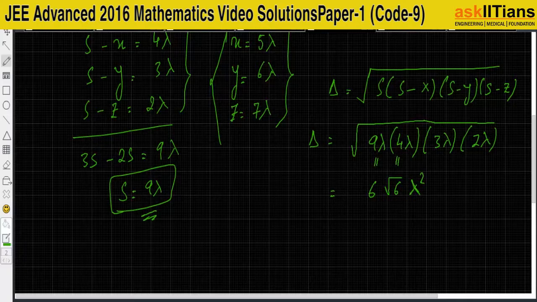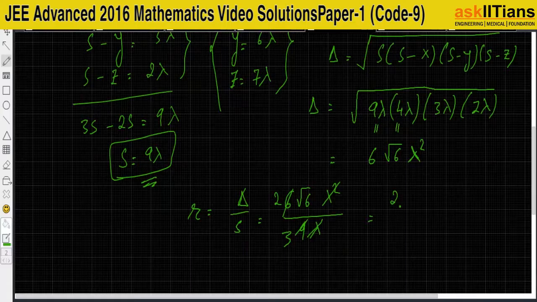This will be delta. Okay, so what will be small r? Small r is actually delta by s. So this is 6 root 6 lambda square divided by s. S is 9 lambda, so lambda will get cancelled. 3 2s are and 3 3s are. So I'll get 2 root 6 divided by 3 into lambda.